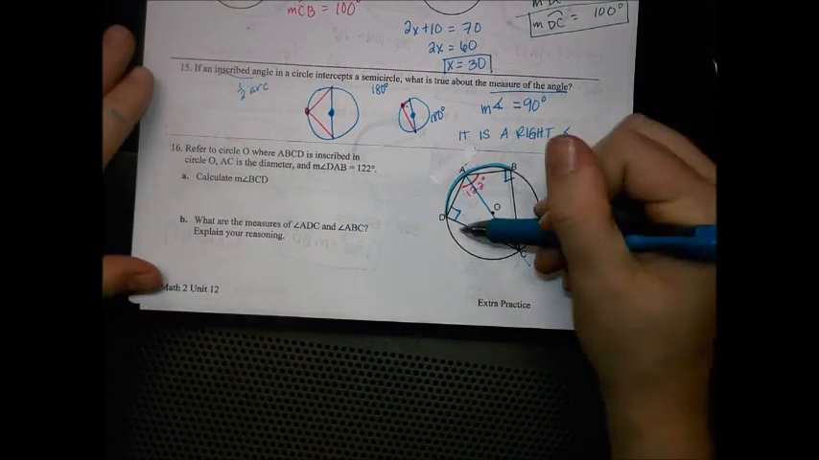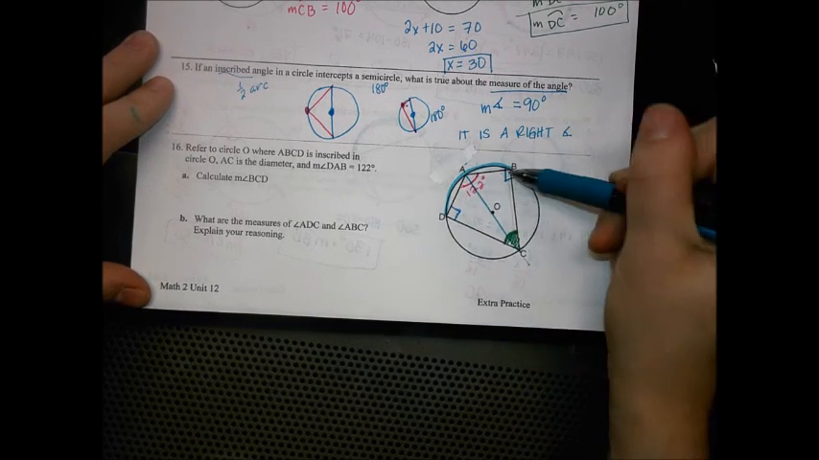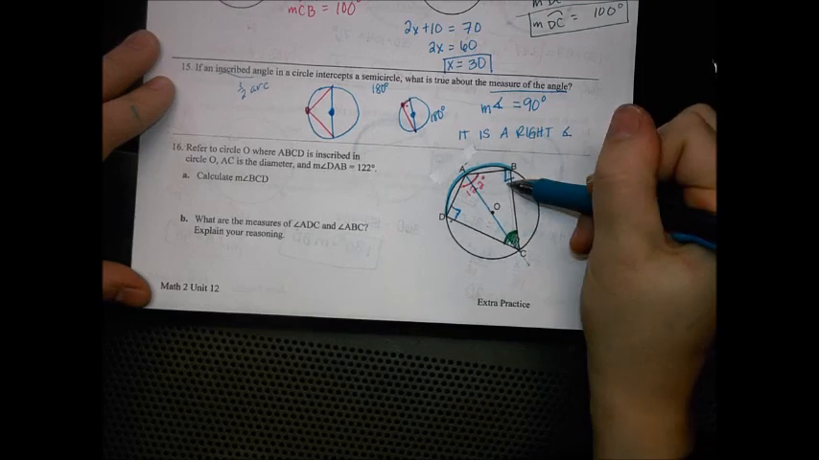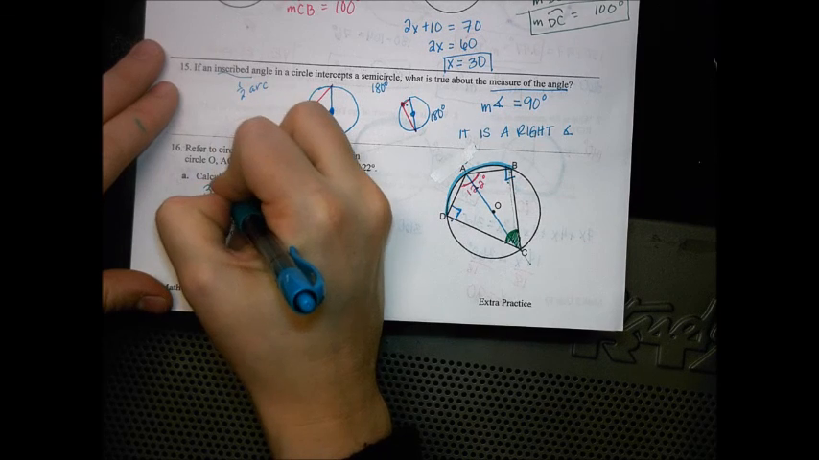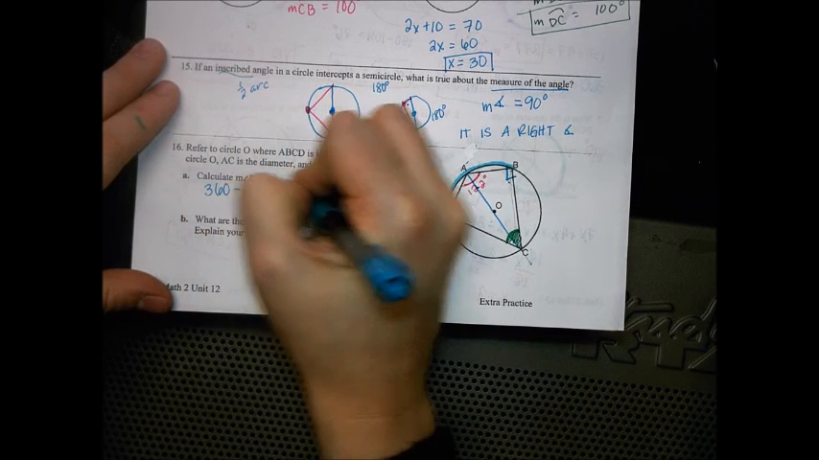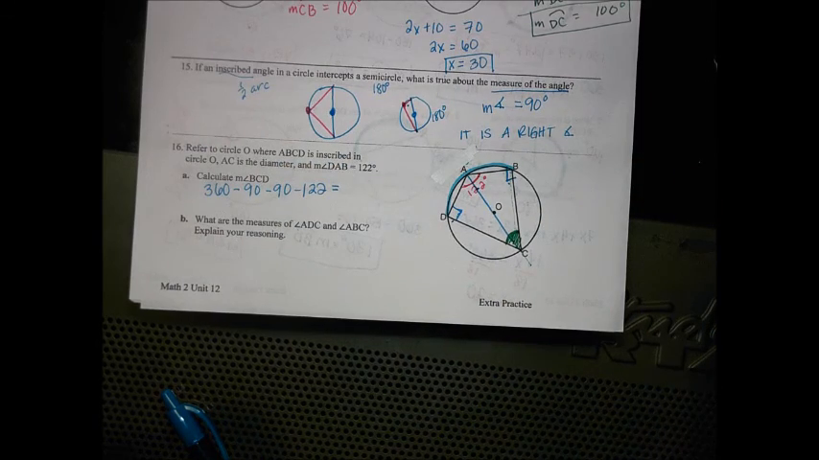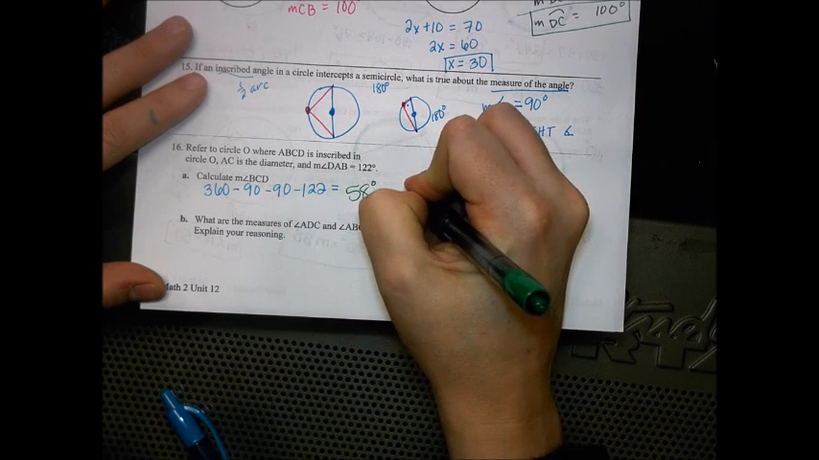This inside is a kite, so I can use my properties of quadrilaterals. All my angles in a quadrilateral add up to 360. So I can do 90 plus 90 plus 122 and subtract it from 360. So 360 minus 90 minus 90 minus 122 should give me my last angle, which is 58 degrees. And that is the measure of angle BCD.